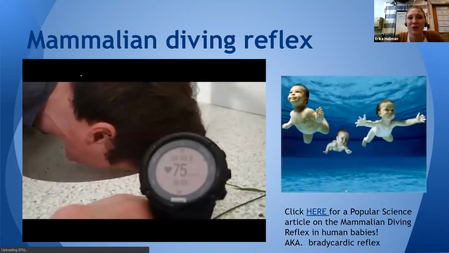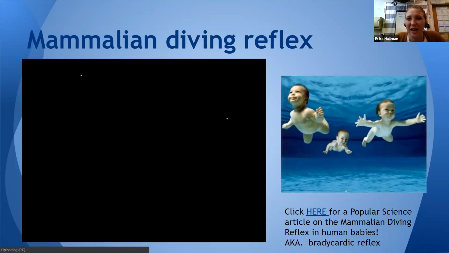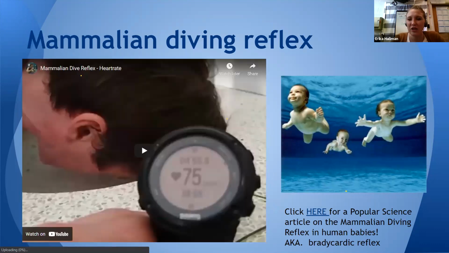All right, so let's talk about the mammalian diving reflex. As promised, I said that we were going to end the screencast with why human babies are sometimes thrown into pools, which I do not suggest, by the way. Please don't throw your baby into a pool. However, there is this thing called the mammalian diving reflex. And what that means is that most mammals have a built-in reflex called the bradycardic reflex.